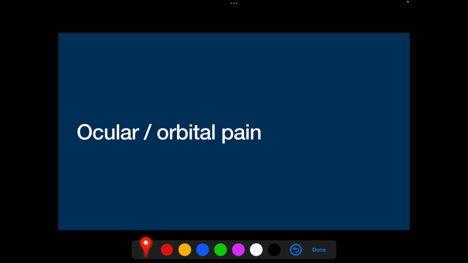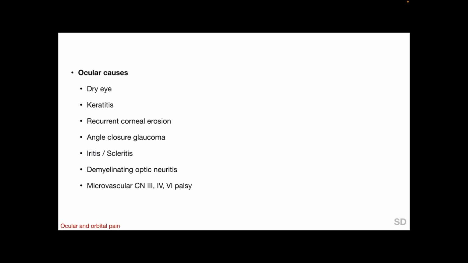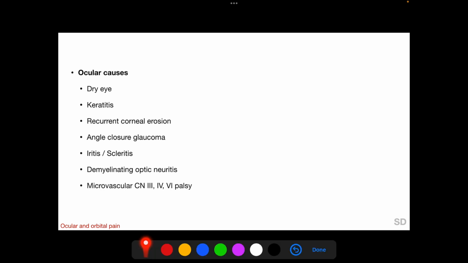Coming to ocular and orbital pain, among the causes listed here, a few have already been discussed in previous sessions, and the rest will be discussed in their respective sessions. Ocular causes of pain include dry eye, keratitis, recurrent corneal erosion, angle closure glaucoma, iritis and scleritis, demyelinating optic neuritis, and even microvascular cranial nerve palsy can be associated with pain.